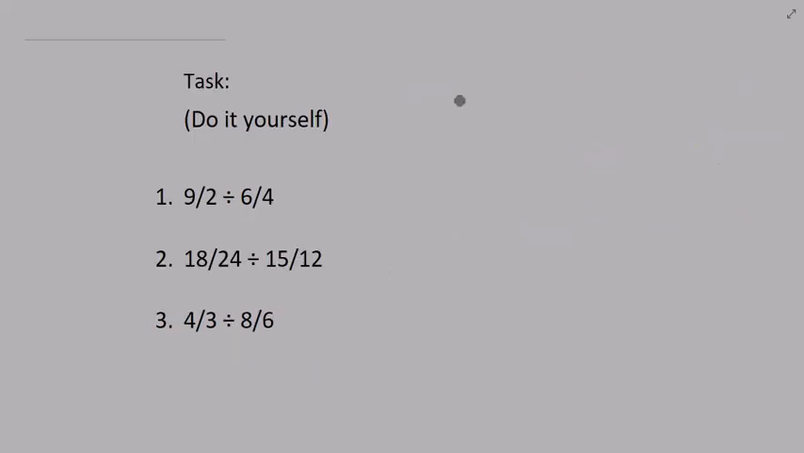Now we have a task. I want you to simply pause this video and do this task yourself before you play it to see me solve it. For the first one, we have 9 over 2 divided by 6 over 4. So using the five and linear method, I will have 9 multiplied by 4 all over 2 multiplied by 6. 2 here is 1, 2 here is 2, 3 here is 2, and 3 here is 3.